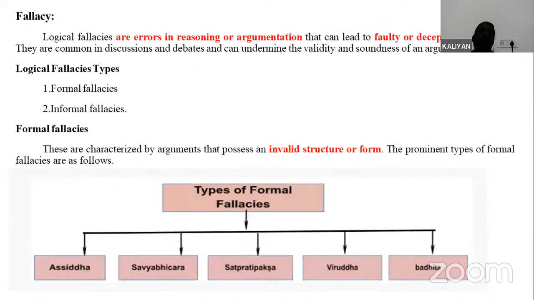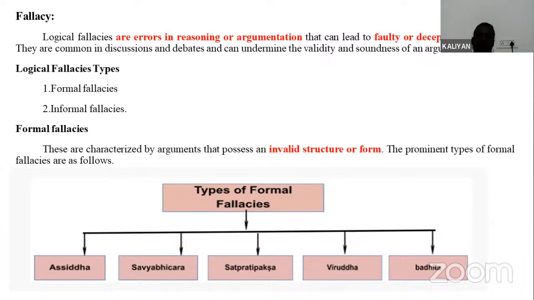So fallacies are errors in reasoning or argumentation that can lead to a faulty or deceptive conclusion. So when we think about some argument, that error leads to a faulty or deceptive conclusion. This is a fallacy. Majorly there are two types of fallacies: informal fallacies and formal fallacies. Formal fallacies are characterized by arguments that possess an invalid structure or form. So there are five types of formal fallacies.